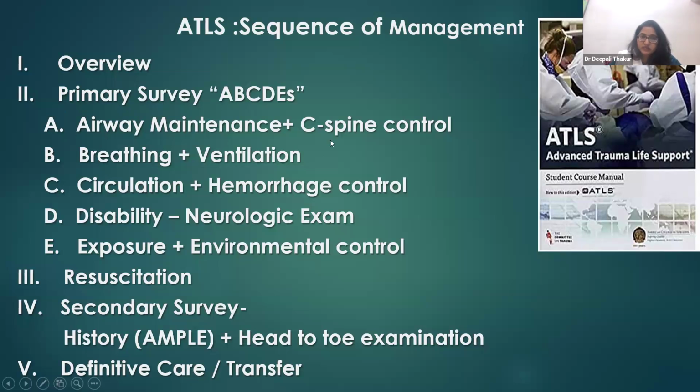So airway maintenance is always with C-spine control. Dr. Pallavi has covered it really well. Breathing and ventilation, depending upon the type of injury, lung injury, involvement, fracture ribs, we have to decide. Circulation and hemorrhage control and resuscitation go hand in hand. So even if it is a vertical approach, everything is actually happening at a horizontal level. Disability, neurologic examination, falls over here. Exposure and environmental control, that is temperature control and log rolling, all those things come over here.